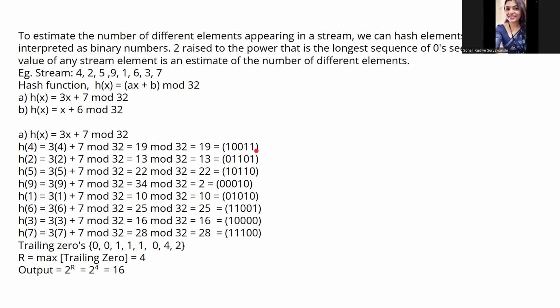And then you find out the trailing zeros. There are no trailing zeros in the first number. Again, no trailing zeros, which means 0, 0, then 1, 1, 1, 0, 4, 2. So 0, 0, 1, 1, 1, 0, 4, 2. So these are the trailing zeros. Find the maximum trailing zero, which is 4. And because R is 4, 2 to the power R, which is 2 to the power 4, is 16. Now 16 is the approximate number of distinct elements in the given string. You can clearly see that this is not very near to the actual value. So it may not be an adequate hash function.